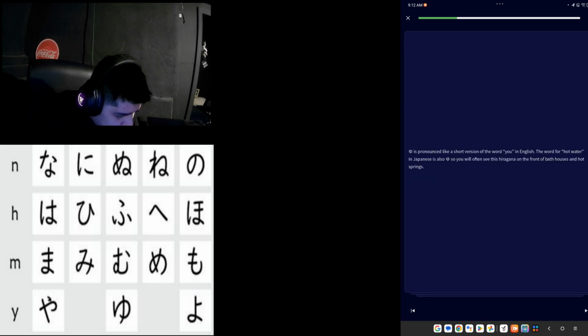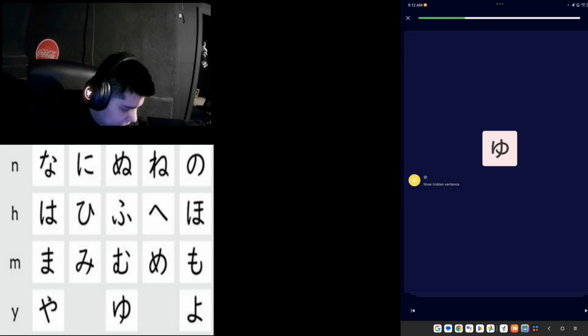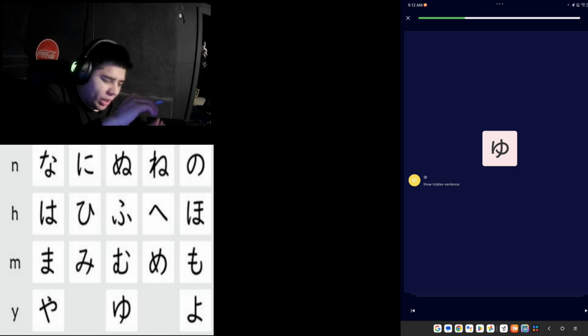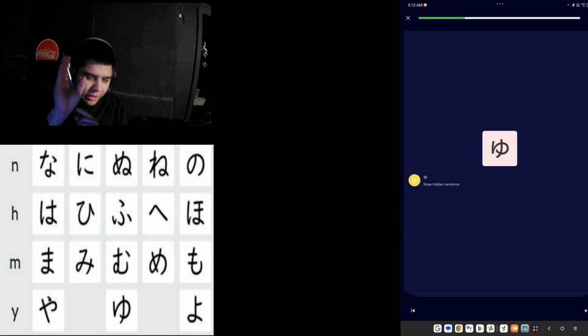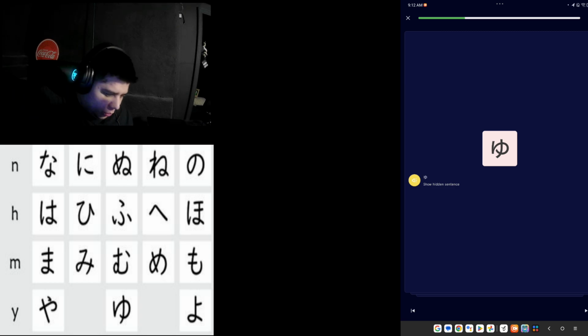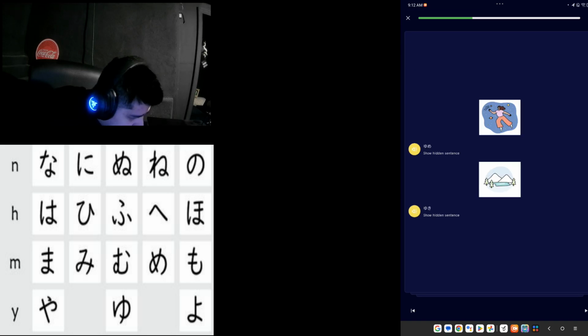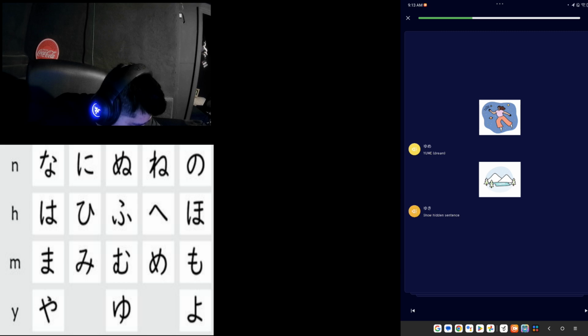Okay, and then yu. This looks like a really weird Y if you look at it a certain way. It's got the Y, and it has like a U going through it. So yu, that's how I remember this one. Yume, 夢, dream. And yuki, 雪, snow.